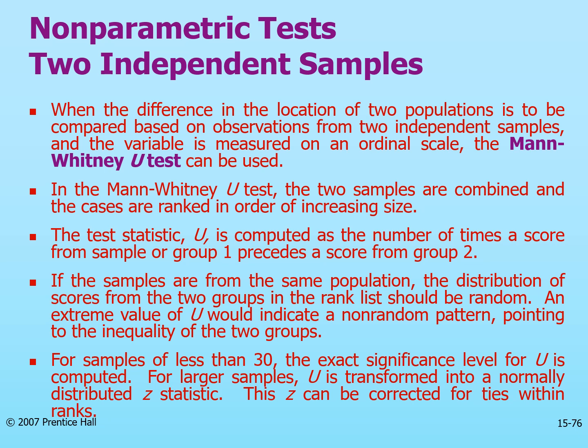For samples of less than 30, the exact significance level of U is computed. For larger samples, U is transformed into a normally distributed Z statistic, which is corrected for ties between the two groups specifically.